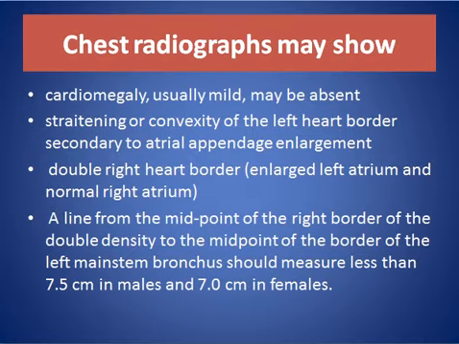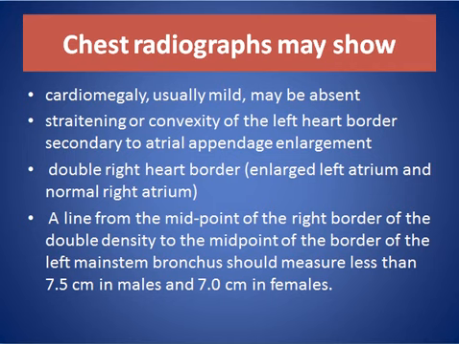What we see on the chest X-ray in a patient with mitral stenosis: the heart can be normal in size or can show mild cardiomegaly, straightening or convexity of the left heart border secondary to left atrial enlargement, a double right heart border due to the enlarged left atrium, and a normal right atrium shadow.